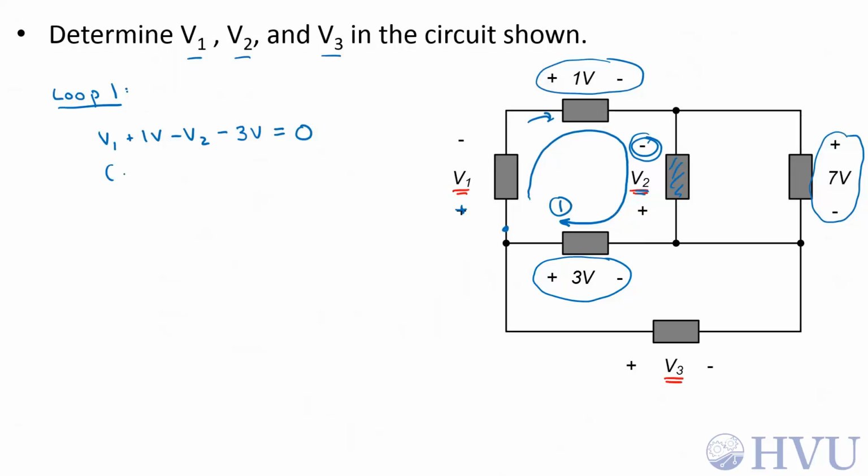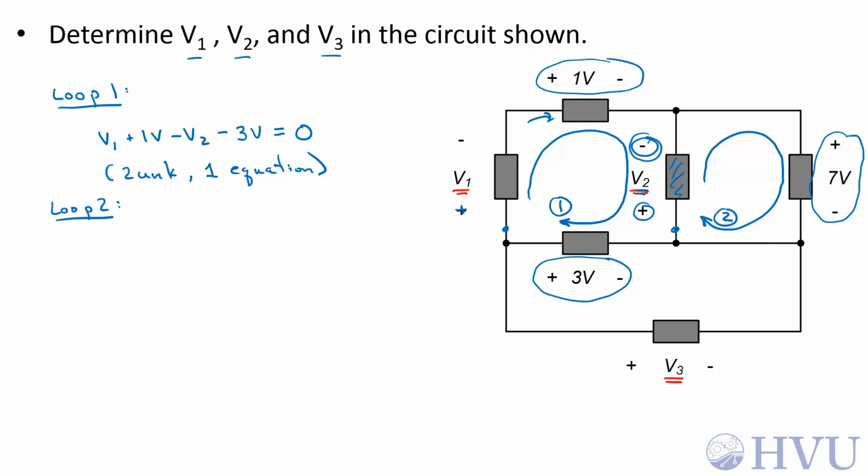At this point, I have 2 unknowns and only 1 equation. I either need an additional equation or a different equation. Let's see what I get when I loop around here. I'll call this loop 2. I'll start down here, and I'll assume that if I see a positive terminal first, I'll add that term. If I see a negative terminal first, I'll subtract that term.